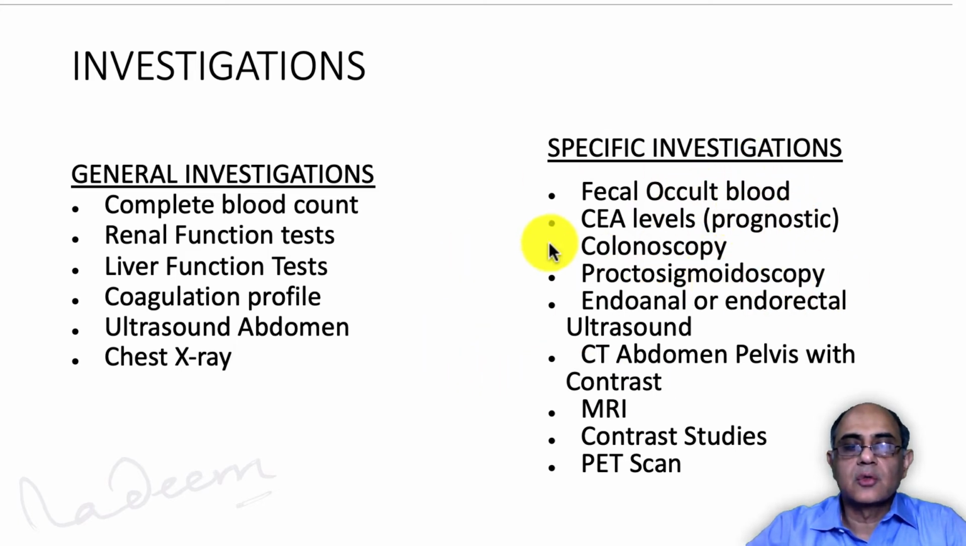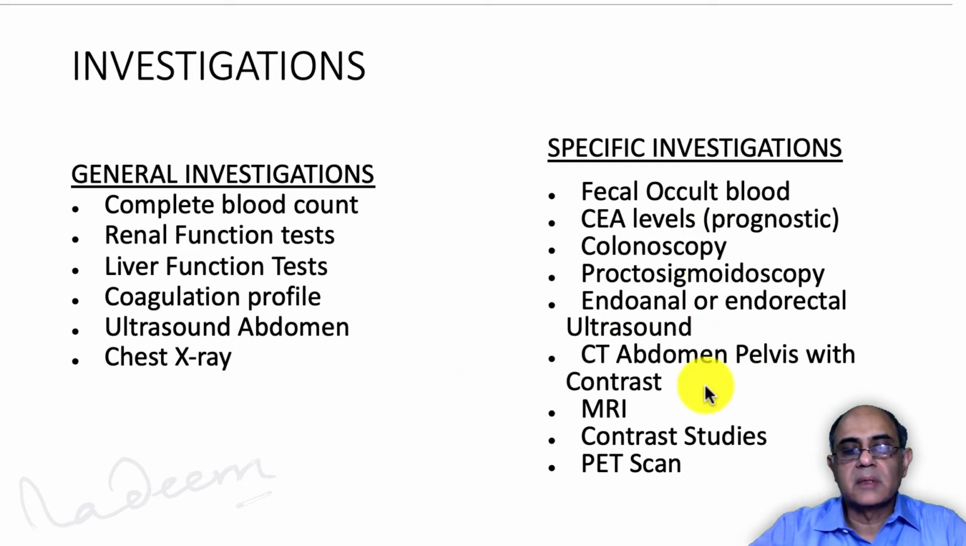Then proctosigmoidoscopy and colonoscopy: you need to see the tumor and take a biopsy of the tumor. Ultrasound abdomen, as well as the endoanal or endorectal ultrasound, the other name is transrectal ultrasound, TRUS, for lower rectal and anal canal tumor. This is a very good investigation, very easily telling you the presence of the tumor and also the local and regional spread of the tumor.